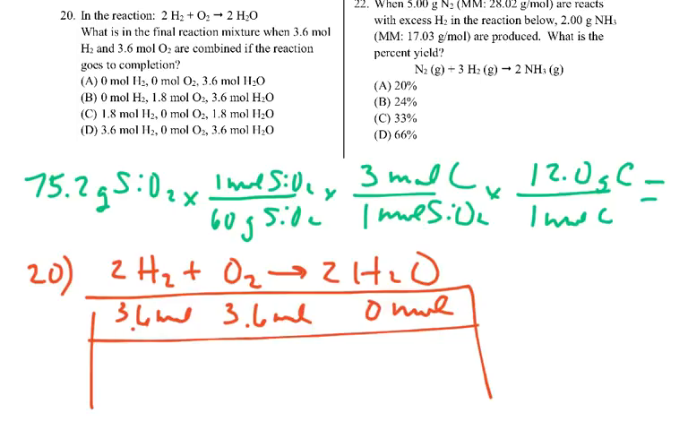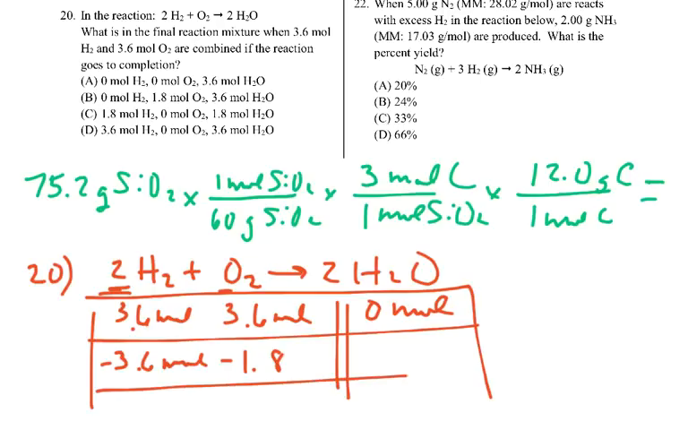Now, of these two, we can see we have equal amounts, but I'm using up my hydrogen twice as fast, so I'm going to use up all of my 3.6 moles here, because that's going to limit how much I can make. But I can say, well, 2 is to 1 as 3.6 is to 1.8, so I'm going to use up 1.8 moles of my oxygen. So this is my initial value, my change, and my ending value.